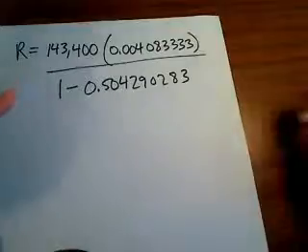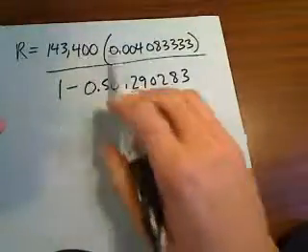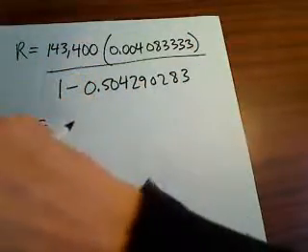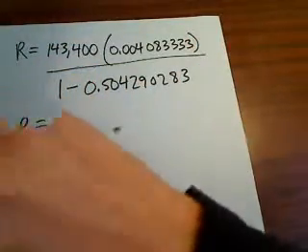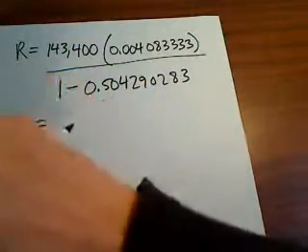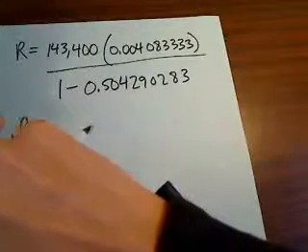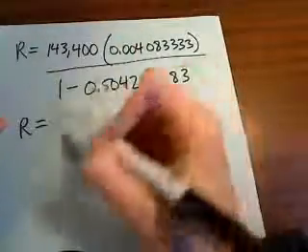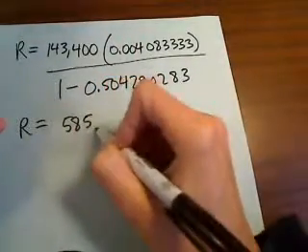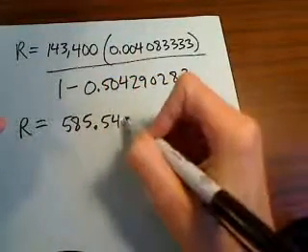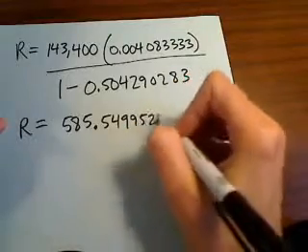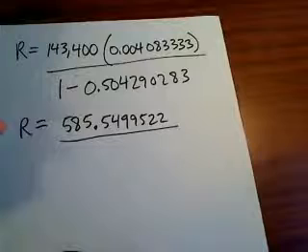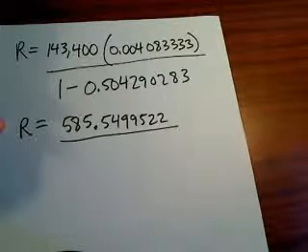When you do that, you'll get 0.504290283. All right, so we need to multiply on the top, do the subtraction in the bottom, and then we'll just have to divide. So 143,400 times my 0.004 number. In the top I get 585.5499522. The more decimals you use as you carry out this problem, the more accurate you're going to be.